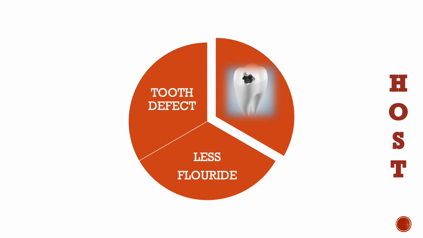Then the host or the tooth structure. Now, if your tooth is defective from the time it had erupted in your mouth, that means if it is having a lot of pits, a lot of grooves, or if it has got less fluoride, that means the water that you take has got less fluoride in it. Why fluoride specifically? Fluoride basically is an element that prevents cavities because it makes the tooth structure strong. So if you have less fluoride and you have defects on the tooth structure, then both of these together will also cause cavity.